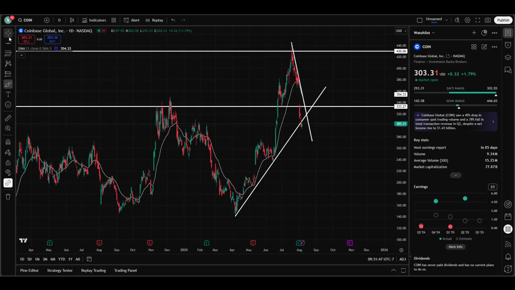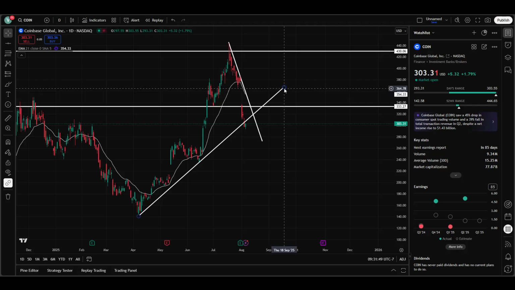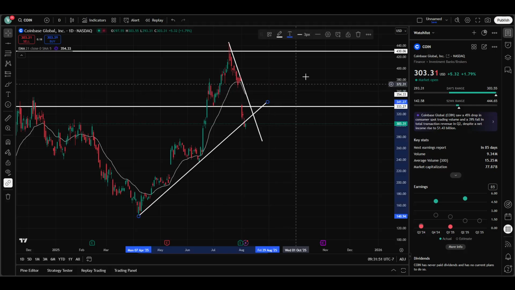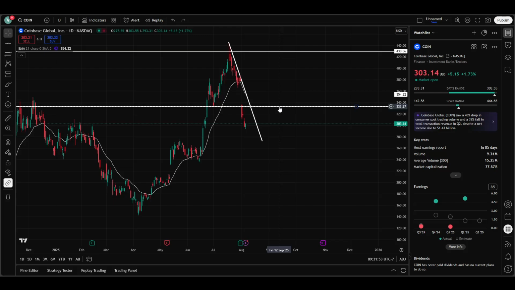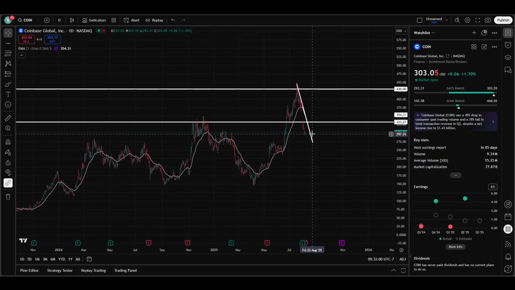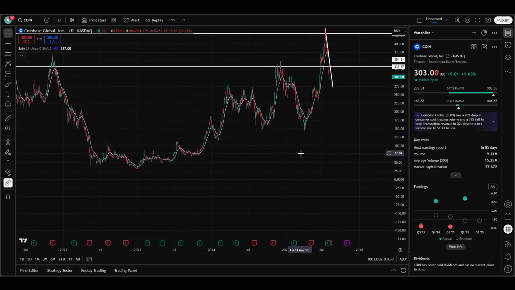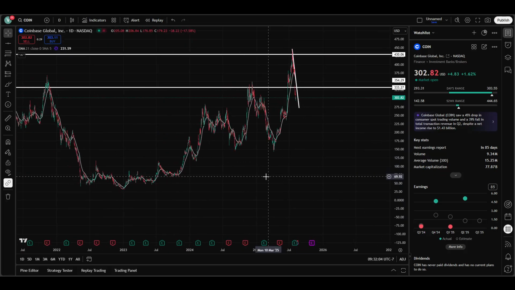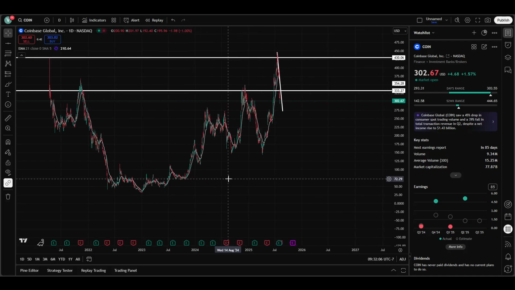Right now, I would say it's leaning kind of towards the downside. This trend line looks to be broken. We're below a critical level of 333, below the trend line, and it looks like there's still a lot of room to the downside. So it doesn't look like Coinbase is in a healthy uptrend.